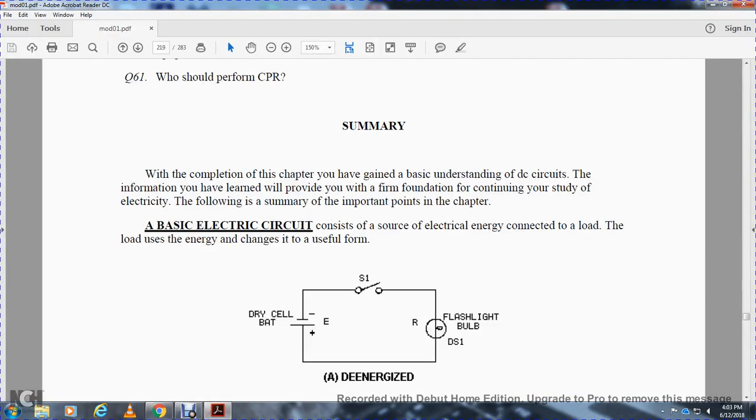Alright, Chapter 3 Summary. With the completion of this chapter, you have a basic understanding of DC circuits. The information you have learned provides a firm foundation for continuing the study of electricity. Following are some of the important points of the chapter.